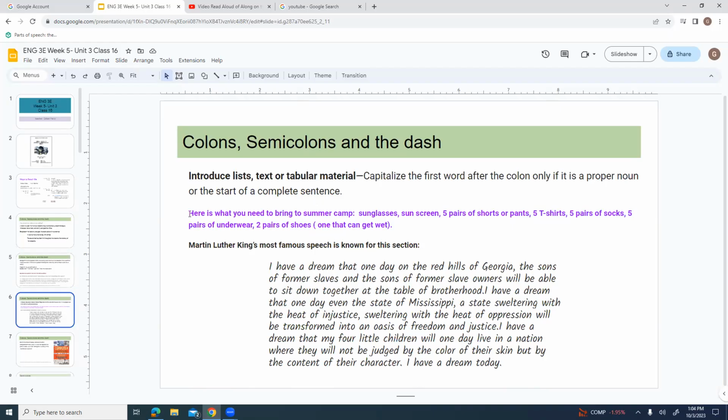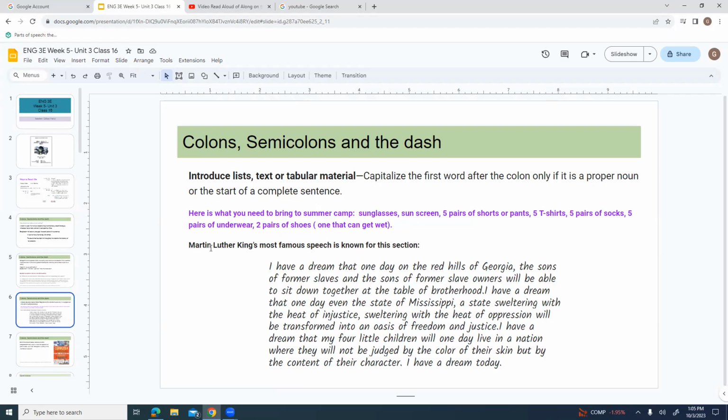So for a list, here's what you need to bring to summer camp, colon. Sunglasses, sunscreen, 5 pairs of shorts or pants, 5 t-shirts, 5 pairs of socks, 5 pairs of underwear, 2 pairs of shoes, 1 that can get wet. So we didn't put a capital because it wasn't a complete sentence. It was just part of this sentence.